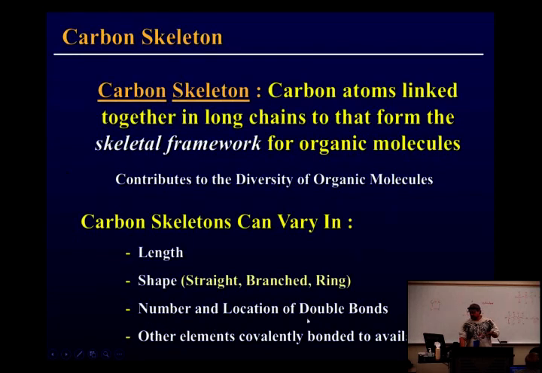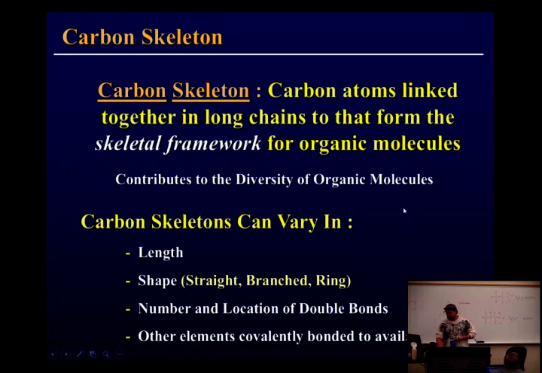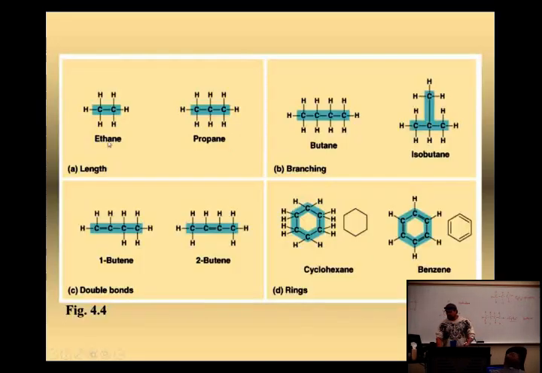And we can change the number and location of the double bonds, and so on and so forth. So we can vary the carbon skeleton, and I think that you guys get it. Ethane, propane, different lengths. Here's butane and isobutane. We talked about 1 and 2 butene. Why isn't there a 3? Because that can rotate, right? And then these are what we call cyclomolecules because they have carbons in ring structures.